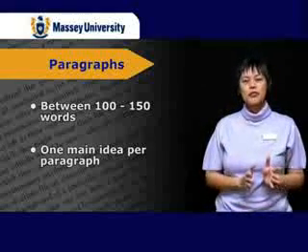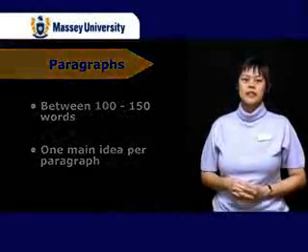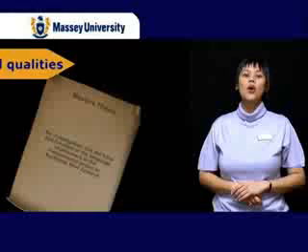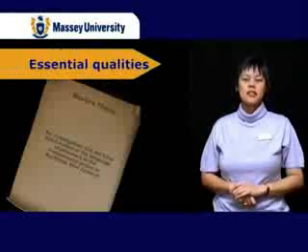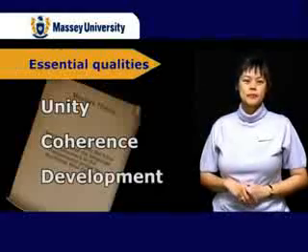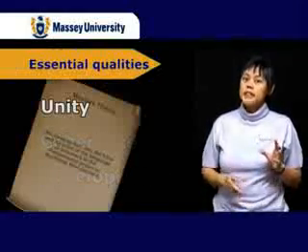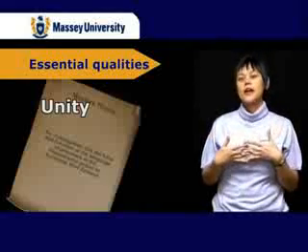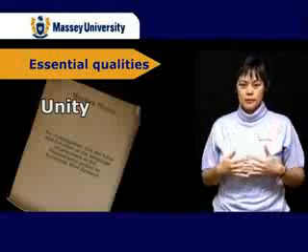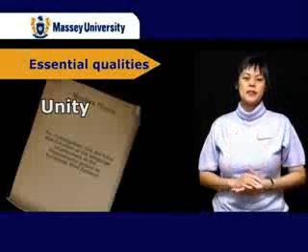Once we have our paragraphs sorted out, we can look at organizing them into the thesis. There are three essential qualities for writing a good thesis: unity, coherence, and development. Quite simply, unity means that when ideas and paragraphs are strung together and the relationship between them is clear, then the whole writing is said to have unity.